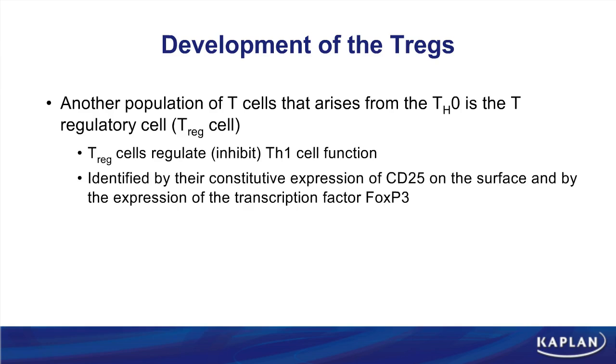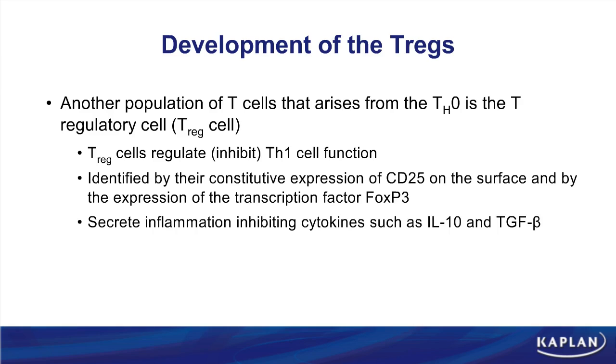Please also recall what their surface markers are. Again, anytime you see CD25, you need to be thinking about a regulatory T cell. And if you see any indication of the transcription factor FOXP3, another big indicator. Now, Tregs like to secrete a lot of IL-10.